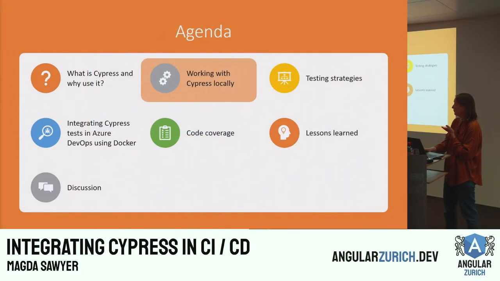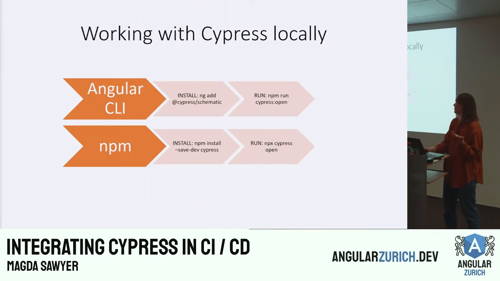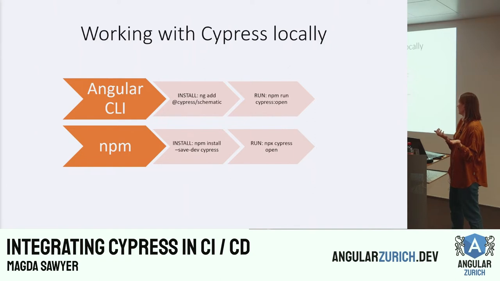Next part is how we would work with it locally. Well, first you need to install Cypress, which is very easy. The preferred way, the Angular way, would be to use the ng add Cypress schematic. When you use this way of installing Cypress, you have the advantage of having everything configured from the start. This command also updates your angular.json file so that you replace Protractor with Cypress, and it creates the necessary package.json script so that you can run Cypress with an npm run command.